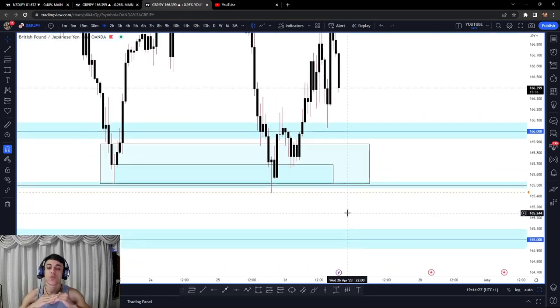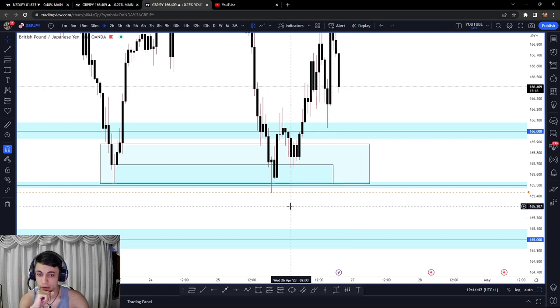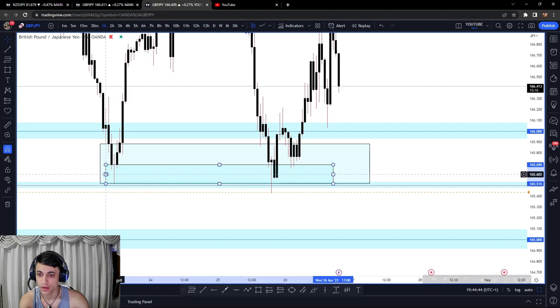That's why you need to always wait for candle closure. You can't just enter a buy or a sell while the wick is still open. You need to wait for the candle to close so you know what price is actually trying to tell you, and then you can jump in, right? There's the zone. We got a refined entry from the 1 hour area.